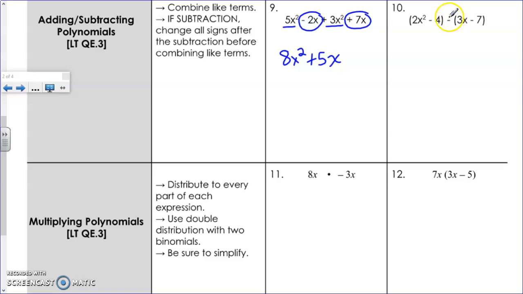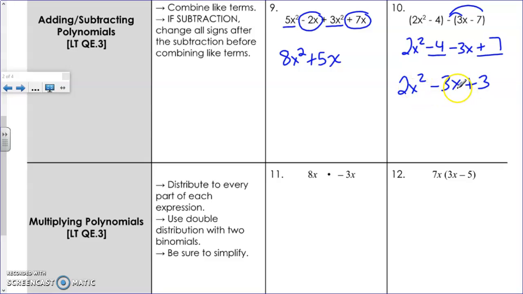Okay, here you'll notice this is a subtraction problem because it has a minus between the parentheses. We bring the first terms down. We distribute. And then we're going to look for our like terms, 2x squared, and we're going to put it in standard form. Negative 4 and positive 7 is plus 3. Okay, so watch your signs there, and then always answer in standard form.